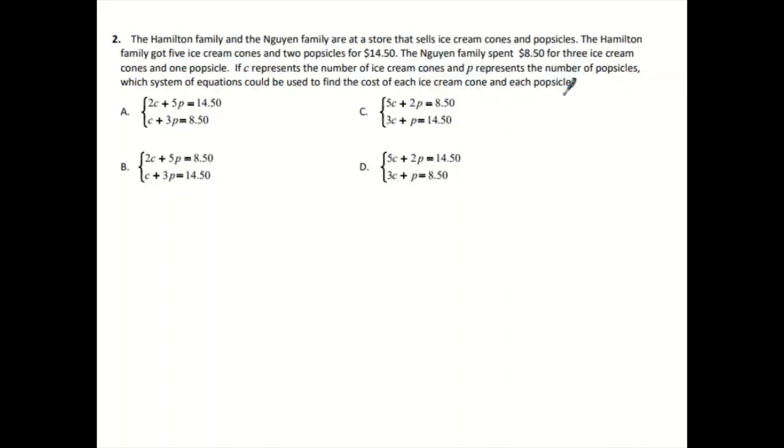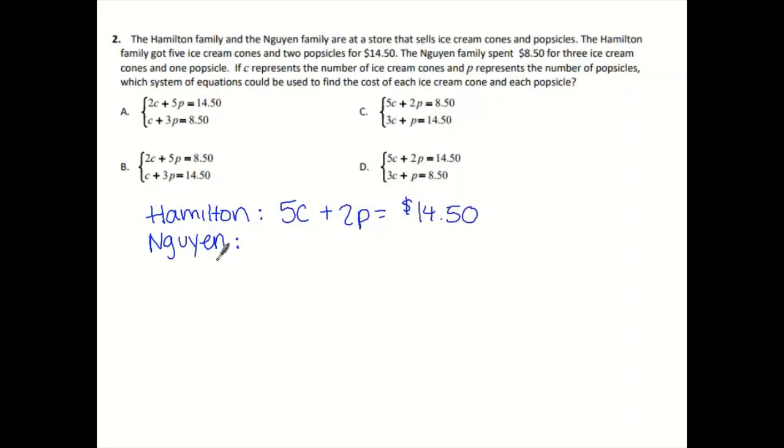So here I have 2 situations. I have the Hamilton family and the Nguyen family, and we have 2 of the same scenario. So I'm looking first at the Hamilton family. Okay, and then my second equation, I'm going to look at the Nguyen family. Okay, so the Hamilton family, it says they got 5 ice cream cones. So 5C, we said C was ice cream cones, plus they got 2 popsicles, so 2P, and that family spent $14.50.